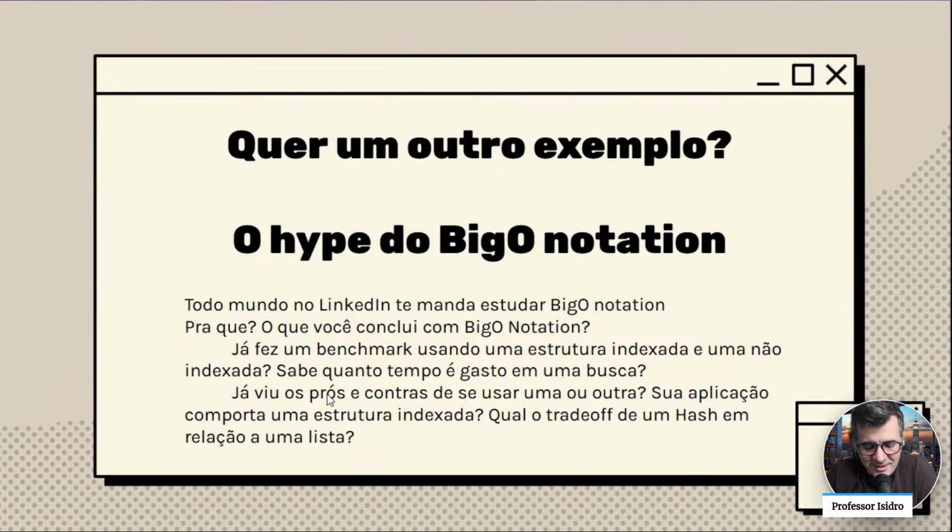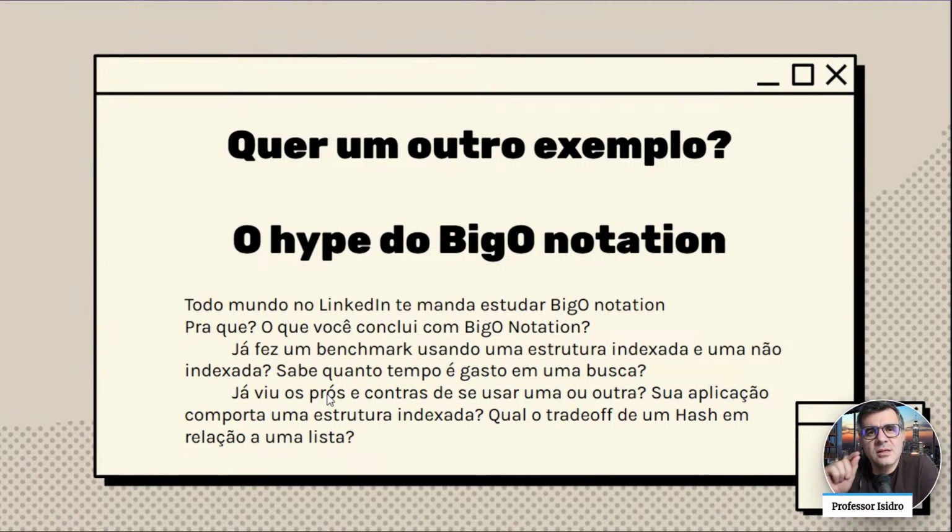Another example can be about another hype on social networks: big O notation, algorithm analysis. You have a lot of experts on social networks telling you you have to study big O notation. You have to study big O. All right, very interesting.